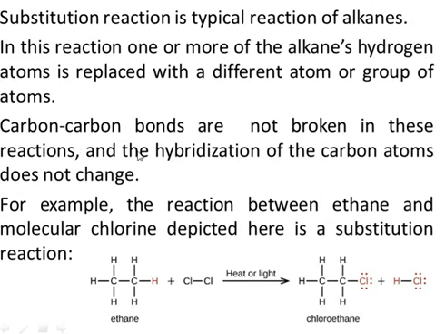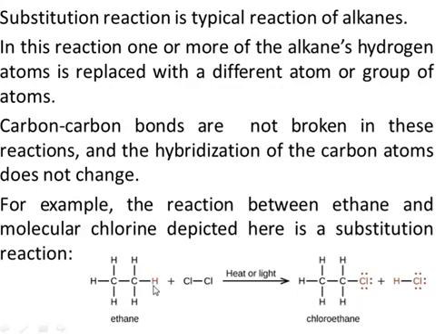The hybridization of the alkane and the product will be the same. So both will have sp3 hybridization, right? So for example, here we have ethane. Ethane on reaction with chlorine in the presence of light will result in formation of chloroethane, like this.